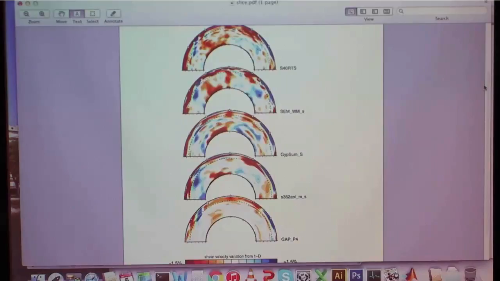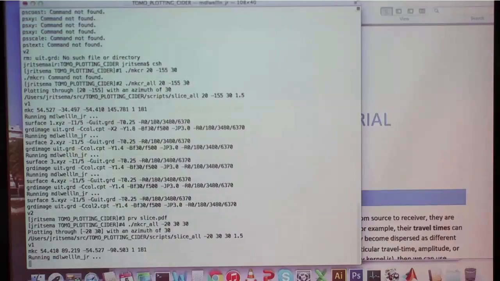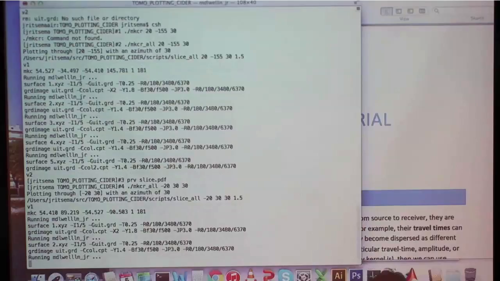We can do another slice, if you'd like. Does anyone have a desired location? Nigeria? It's probably a good place to try. West Africa is one of the least well resolved. So what is the African plume? Oh, sorry, he already did South Africa. I did my favorite slice.